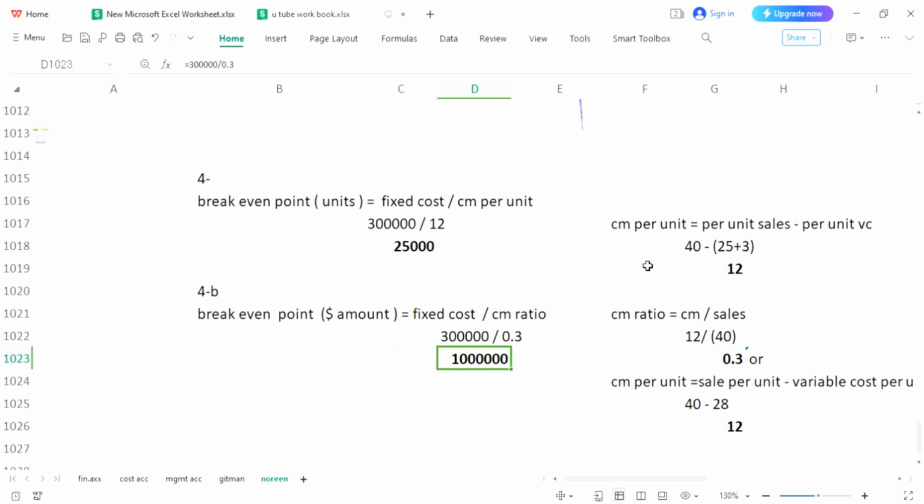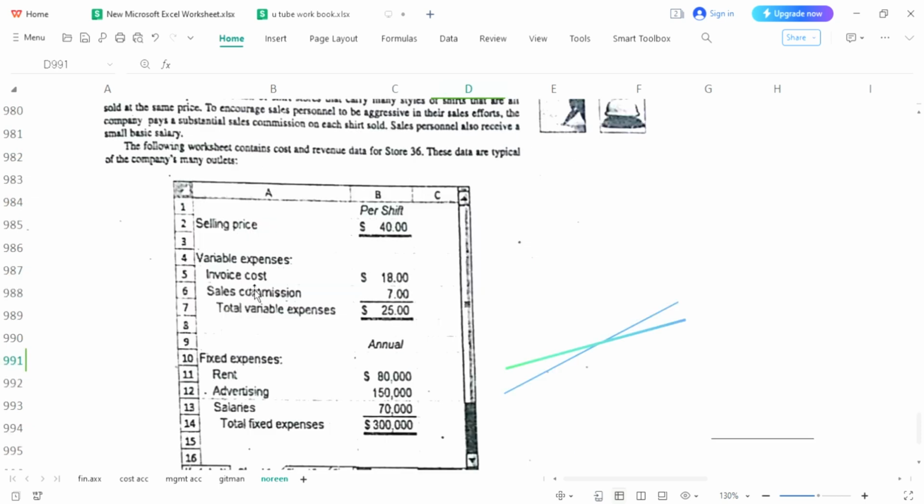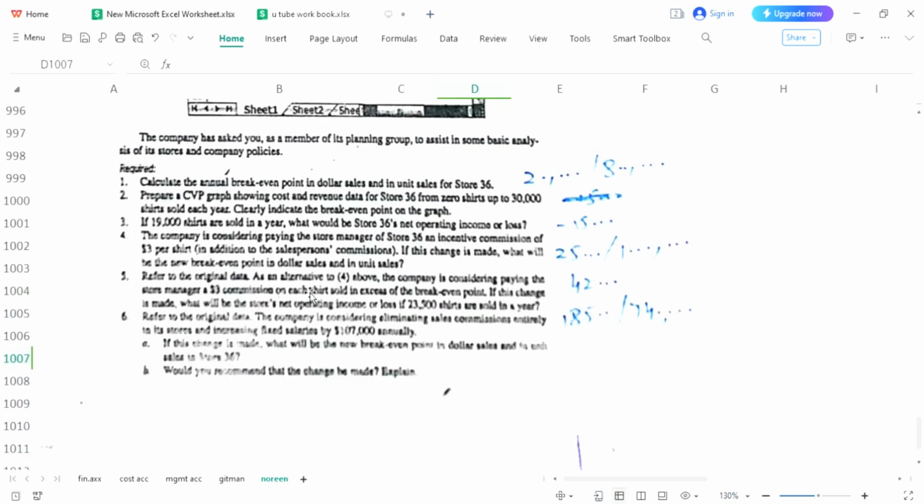Part 4 is completed. Let's see, our fifth part is saying refer to the original data. It means whatever we have done in 1, 2, 3, 4, we will ignore everything and refresh ourselves. Refer to the original data. It means the change we made in the variable cost, which had become 28, he wants us not to consider that change. Refer to the original data as an alternative to 4.